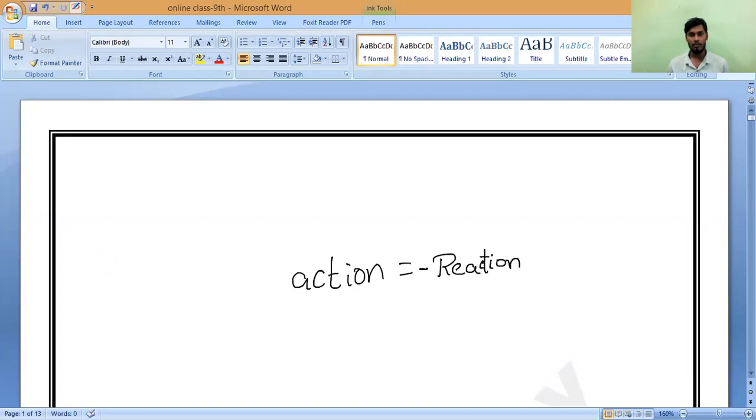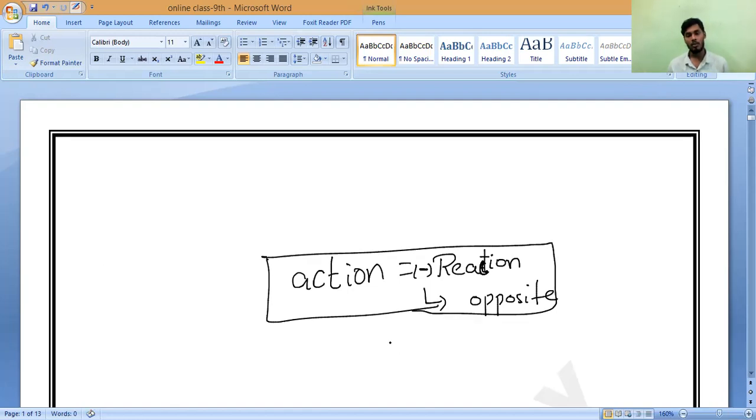Understand? There is a reaction. We should indicate a minus. What is the meaning of minus? Opposite direction. So if there is an action, then definitely there is a reaction against that. That is what we call Newton's third law of motion. As we know, this law takes place only when two bodies come into contact or interact with each other. Yes, that is what you should remember.